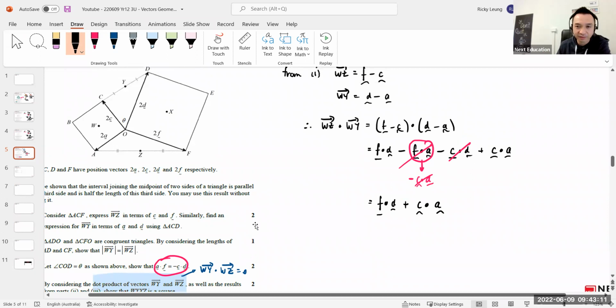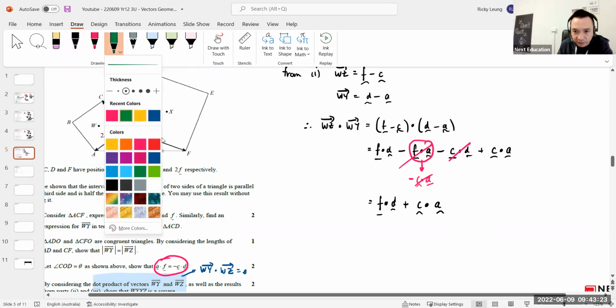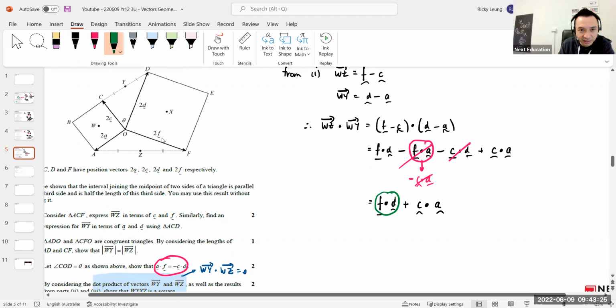Now, where can I see that? It's pretty easy. What do I want? I want this to be 0. Individually, let's say this one here, f dot d. Where's that on the diagram? Can you see, if this is a square, then this guy here must be a right angle. So I know, based on this square here, that 2d dot 2f has to equal 0, just by looking at this angle here. Therefore d dot f equals 0. Similarly, the other one as well, c dot a equals 0, because it's a right angle there.